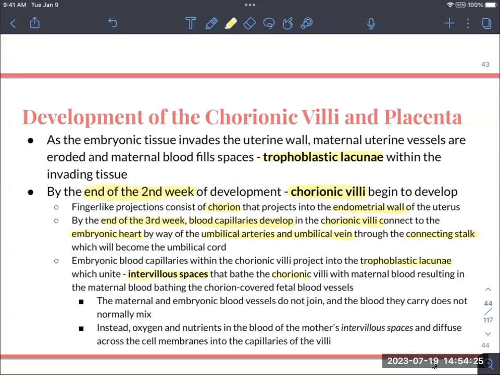So these chorionic villi are going to kind of bathe in that maternal blood, and it causes this maternal blood and this chorion-covered fetal blood vessels. So the maternal and the embryonic blood, technically, they never join together. The blood does not mix. We're exchanging oxygen and nutrients through this intervillous space.